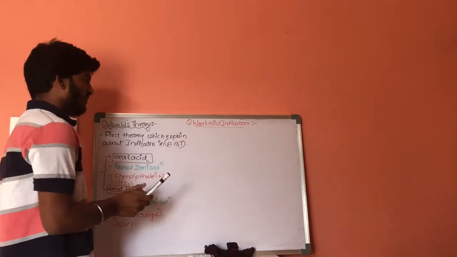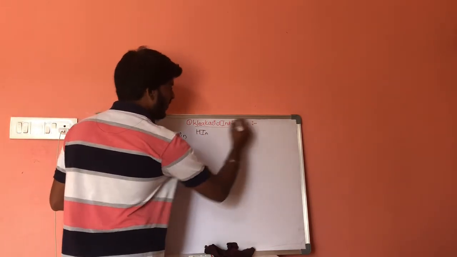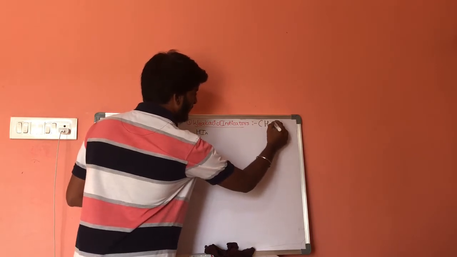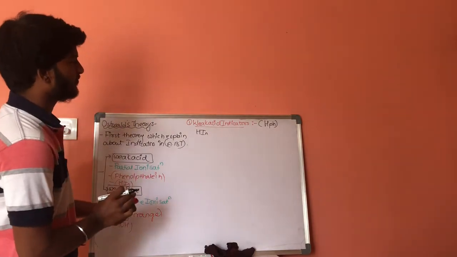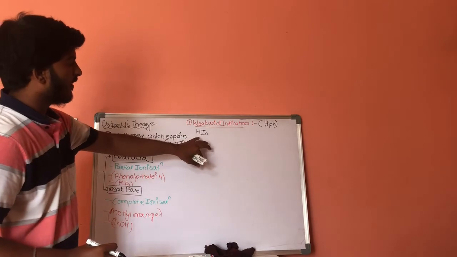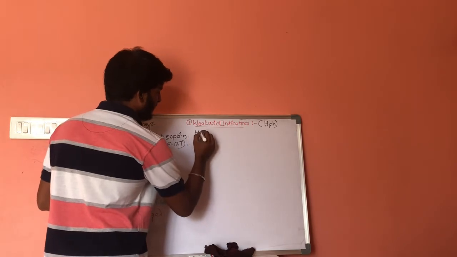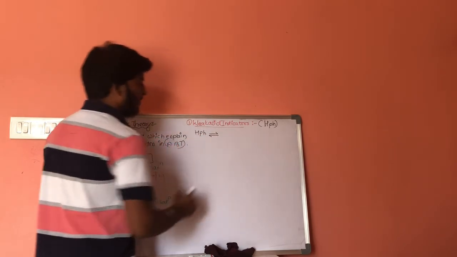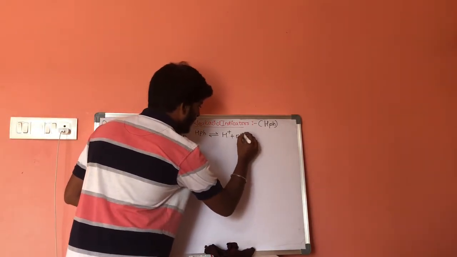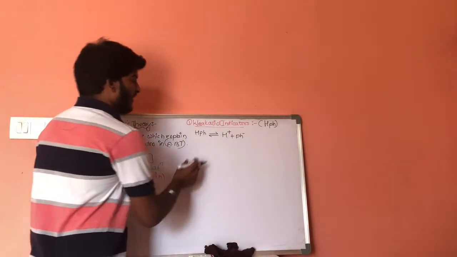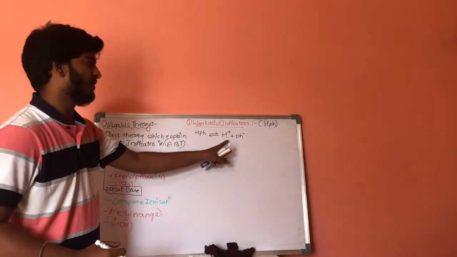Weak acid indicators. Let us consider HIn. A normal example is phenolphthalein, that is HPh. HPh, that is phenolphthalein, will undergo partial ionization and form H plus and Ph minus ions.